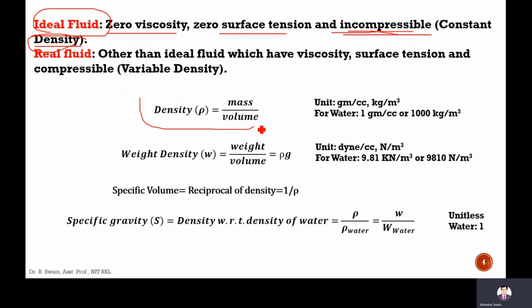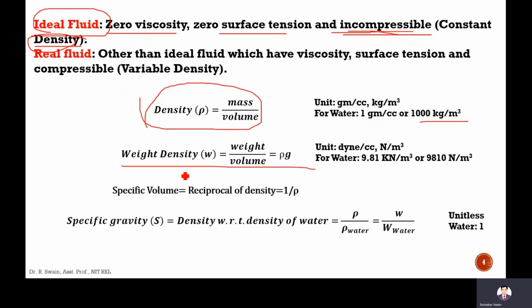Density, you know, is nothing but mass per volume. The unit is gram per cc in CGS, kg per meter cube in MKS. For water, it is 1 gram per cc, or you can write 1000 kg per meter cube.